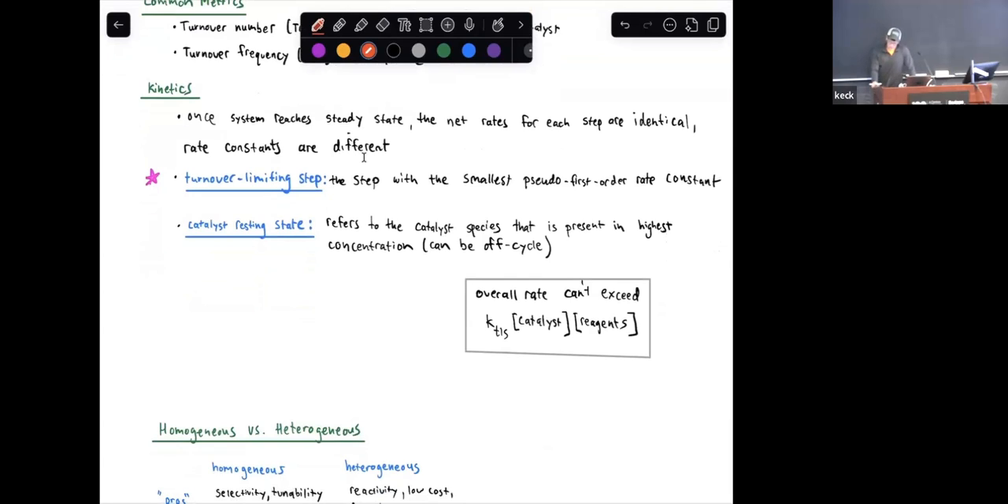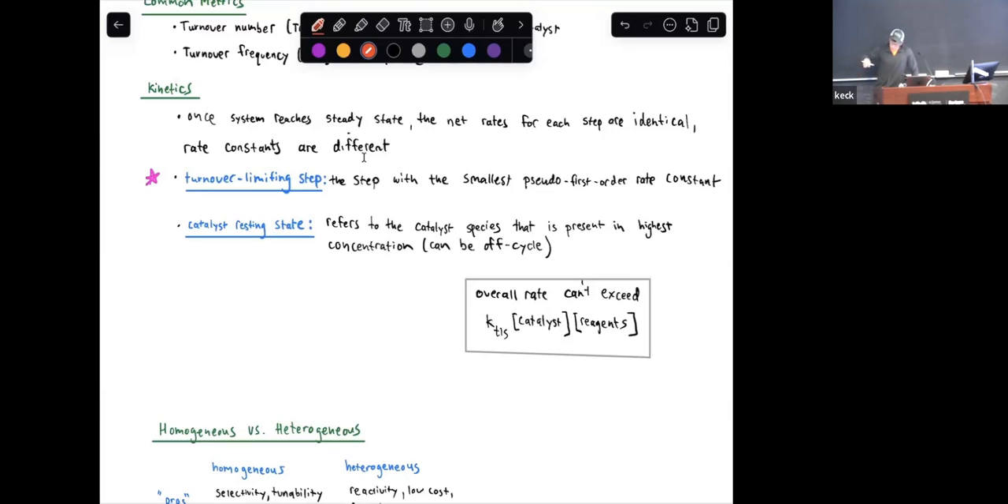In the Hartwig textbook, they take care to define and discuss in detail what I'll present next, which is thinking about the underlying kinetics for an idealized catalytic cycle. And the key point here is that in a catalytic cycle, after the system reaches steady state, the rates of each individual step are identical.